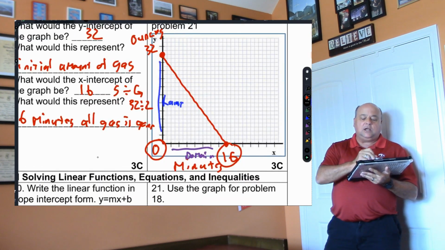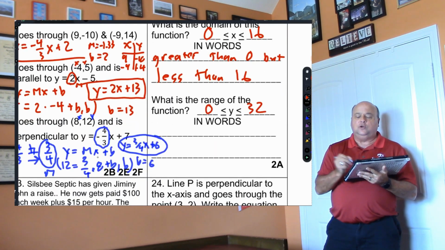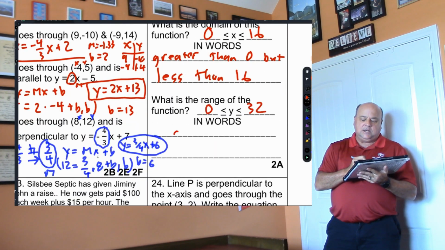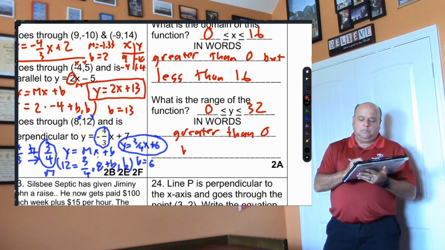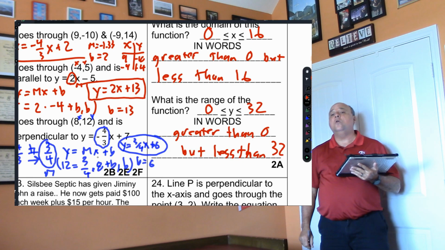My range is going to go from 0 to 32. So my range goes from 0 to 32. In words, it's the numbers greater than 0, but less than 32.